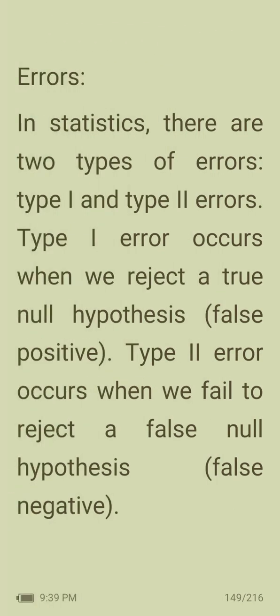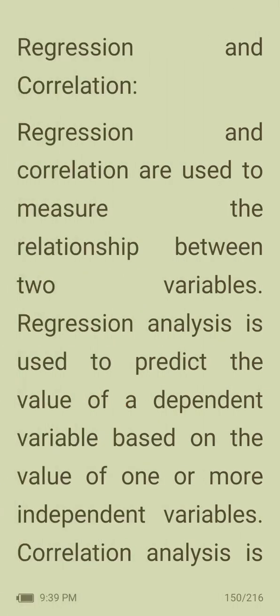Errors. In statistics, there are two types of errors, type 1 error and type 2 error. Type 1 error occurs when we reject a true null hypothesis, a false positive. Type 2 error occurs when we fail to reject a false null hypothesis, a false negative.